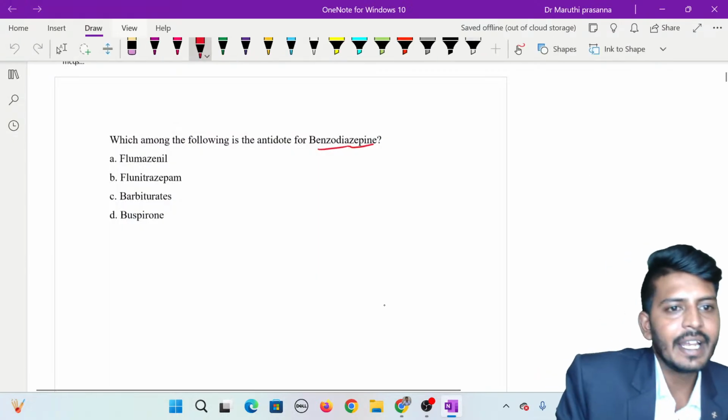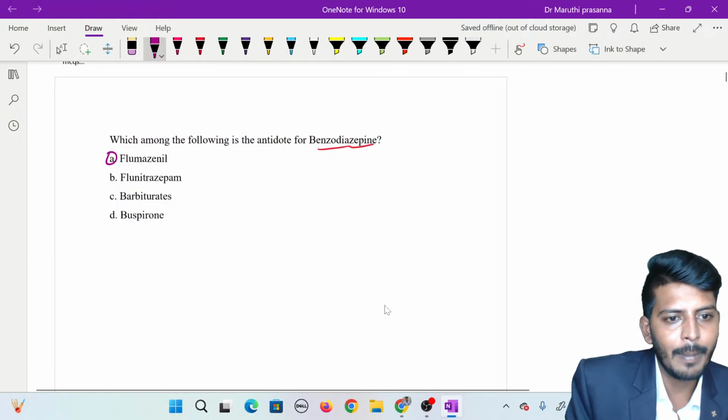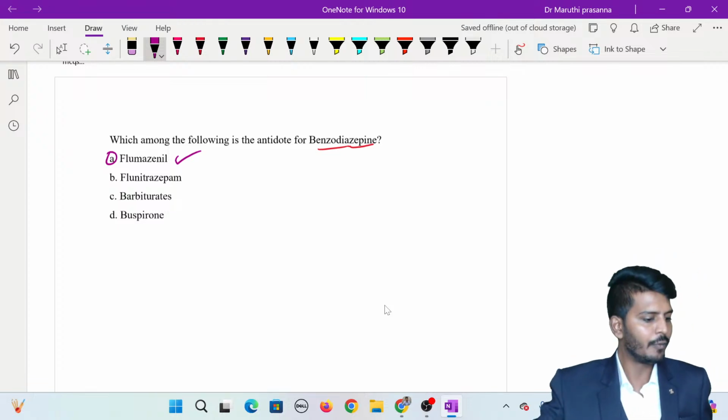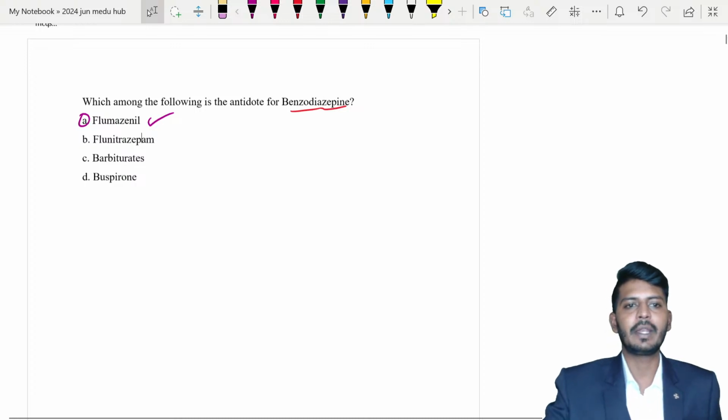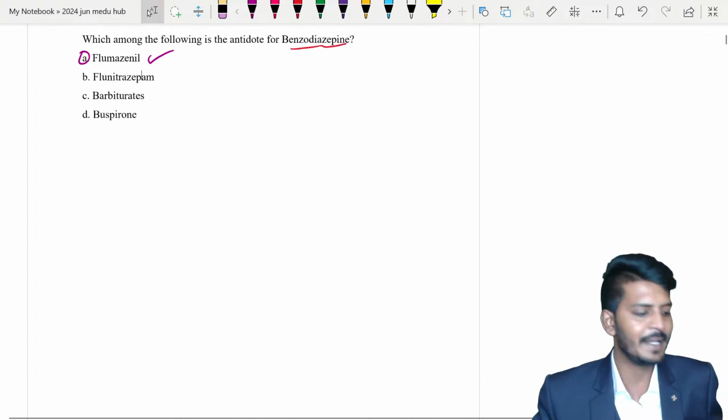Okay, so what is the antidote? Very good answer. The answer is flumazenil. Flumazenil is the antidote for the treatment of which condition? Benzodiazepine overdose. So let's first read about benzodiazepines.